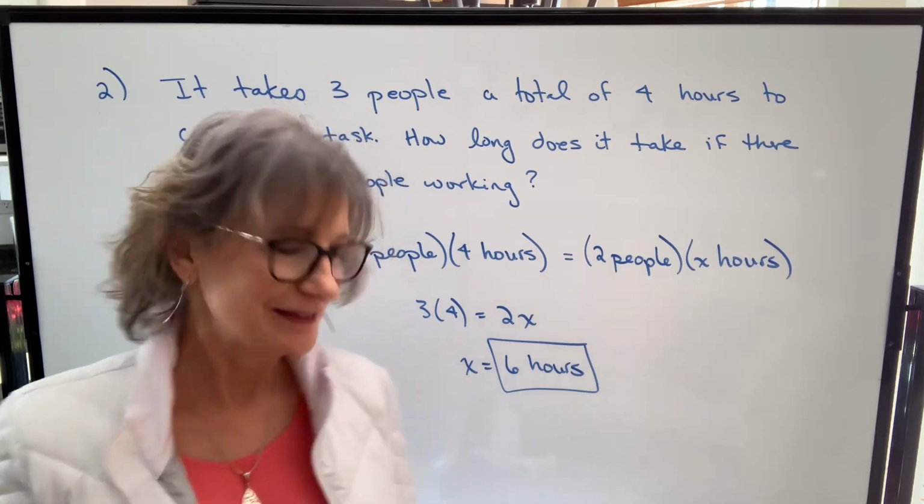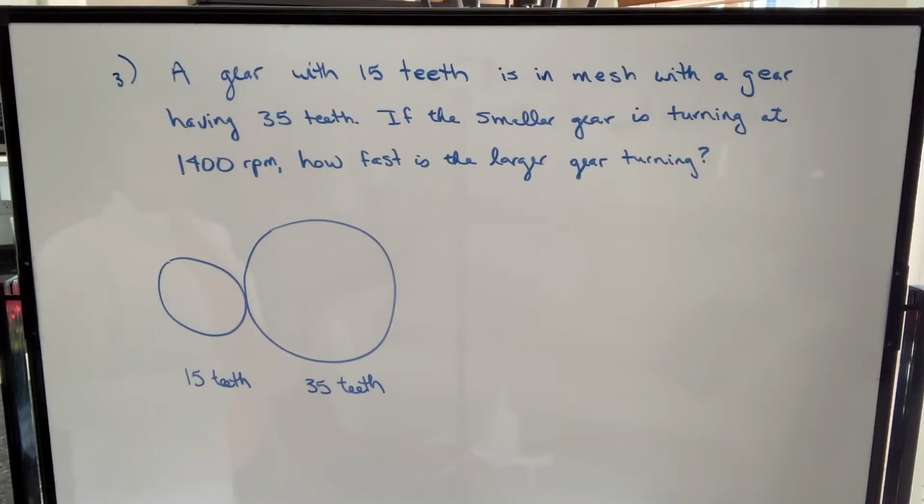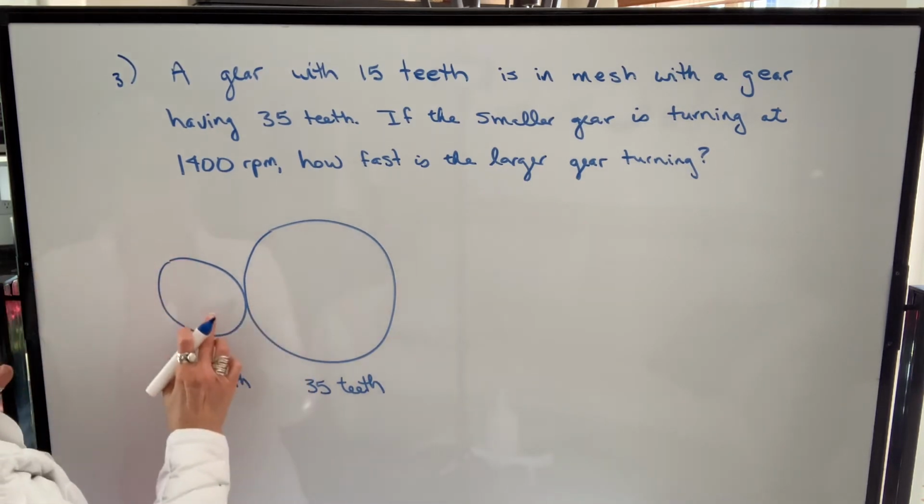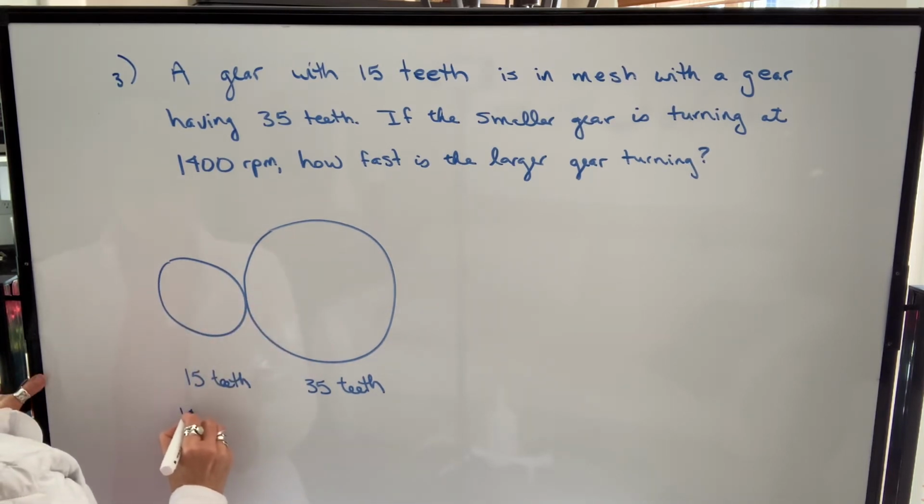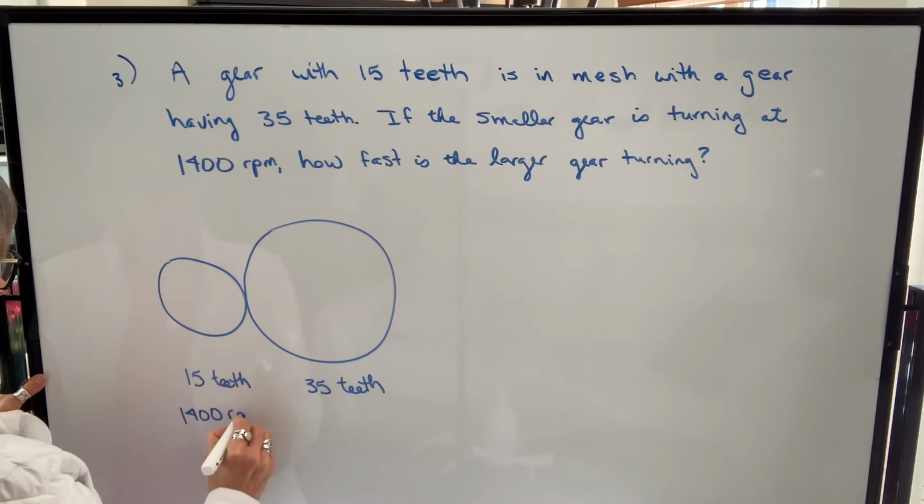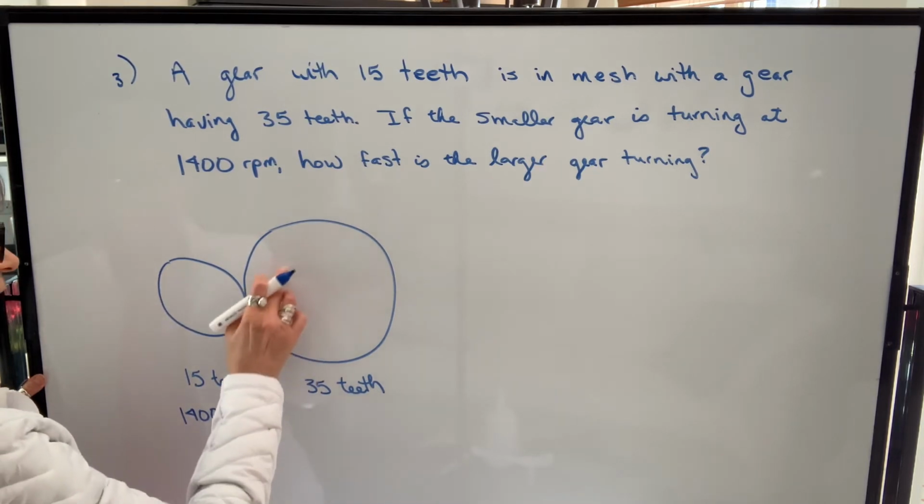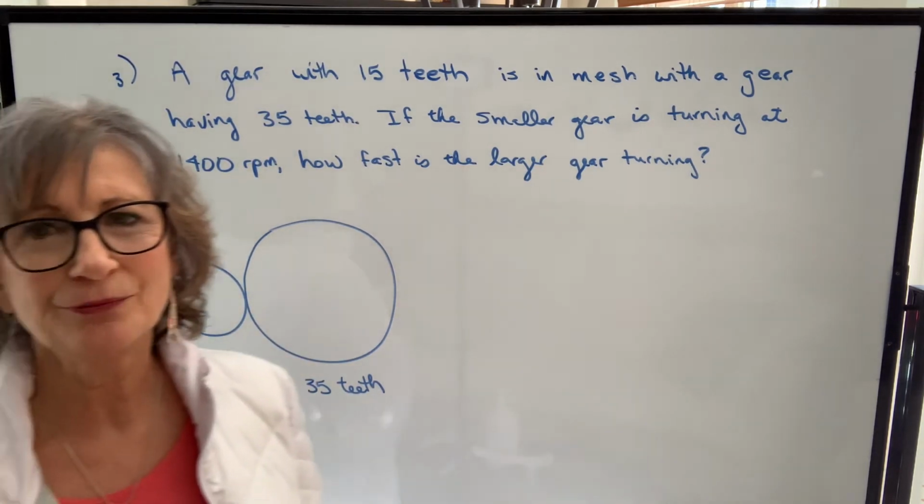Let's try some more. So this question says a gear with 15 teeth is in mesh with a gear having 35 teeth. If the smaller gear is turning at 1400 revolutions per minute, how fast is the larger gear turning? So I just made a rough diagram. We've got 2 gears in mesh. We know that this one's turning at 1400 revolutions per minute. We want to know how fast that larger gear is turning.